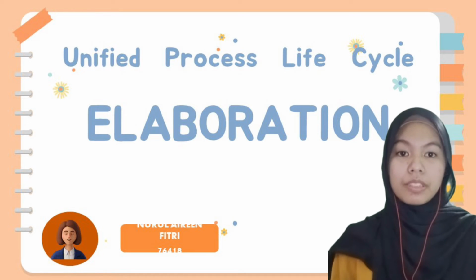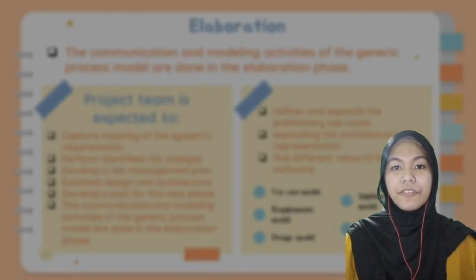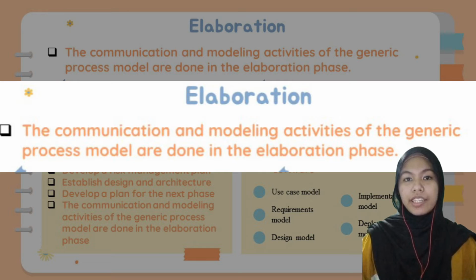I will talk about the second phase of the unified process lifecycle, which is elaboration. The second phase is elaboration. Communication and modeling activities of the generic process model are done in this phase.